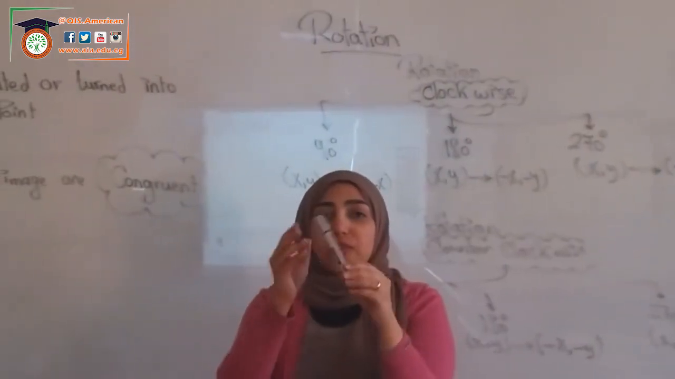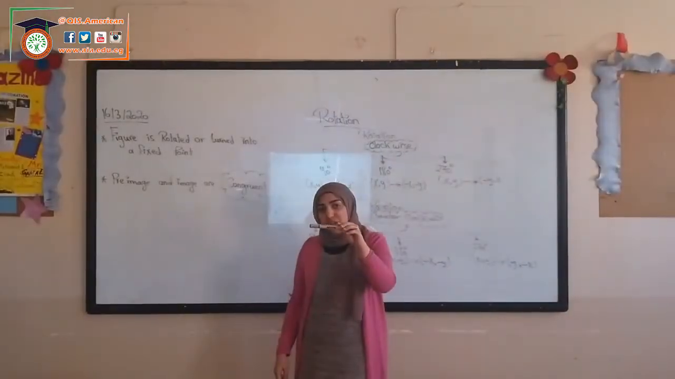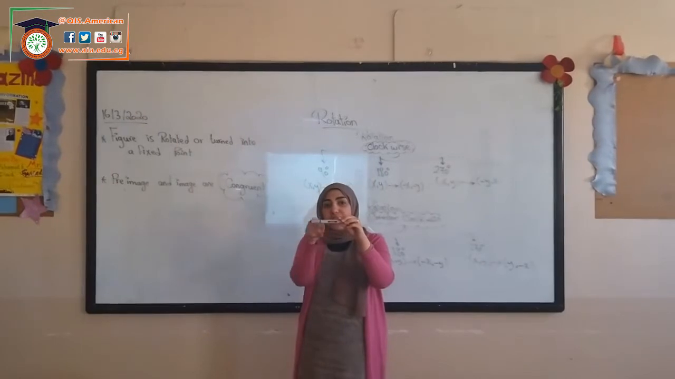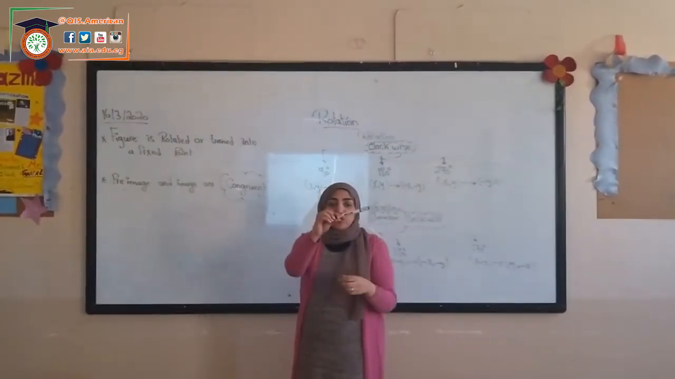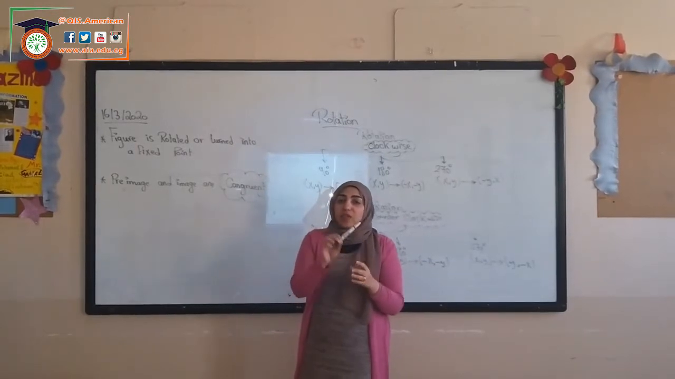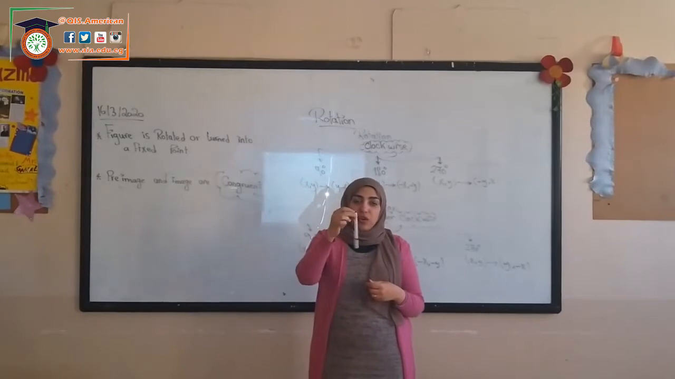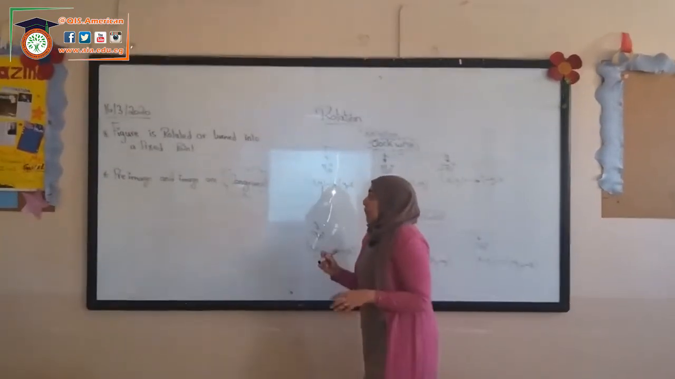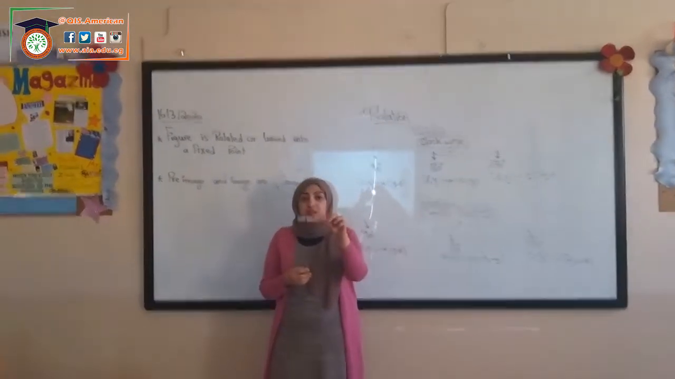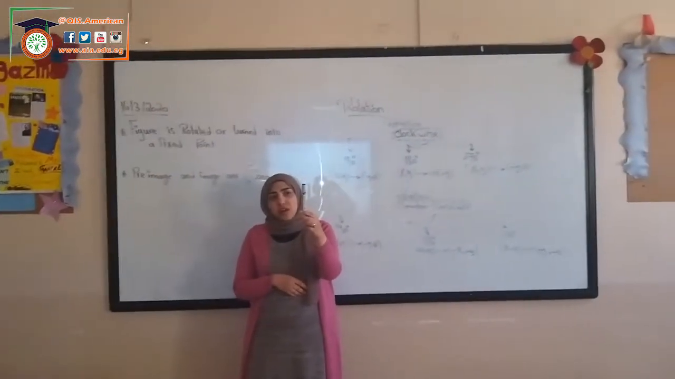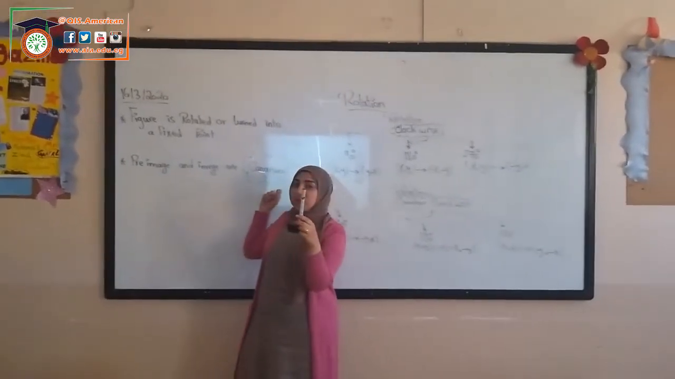For rotation, I have three types of angle: 90 degrees, 180 and 270 degrees. And we have clockwise and, to the other side, counterclockwise. When I rotate the marker, is it changing shape or size, or does it keep the same? Yes, it keeps the same, because we call it congruent.